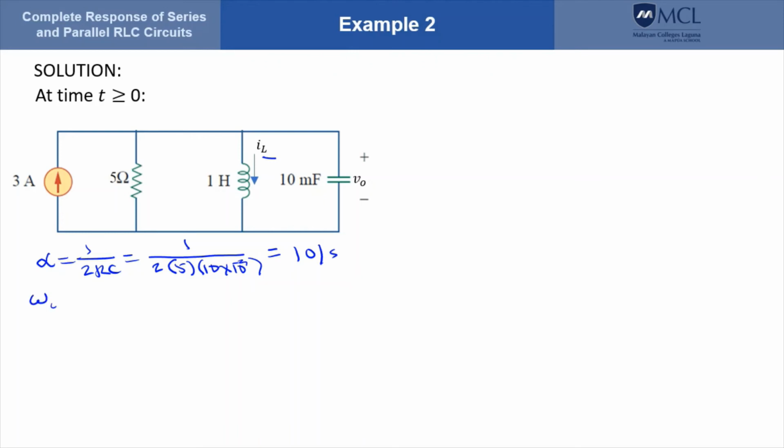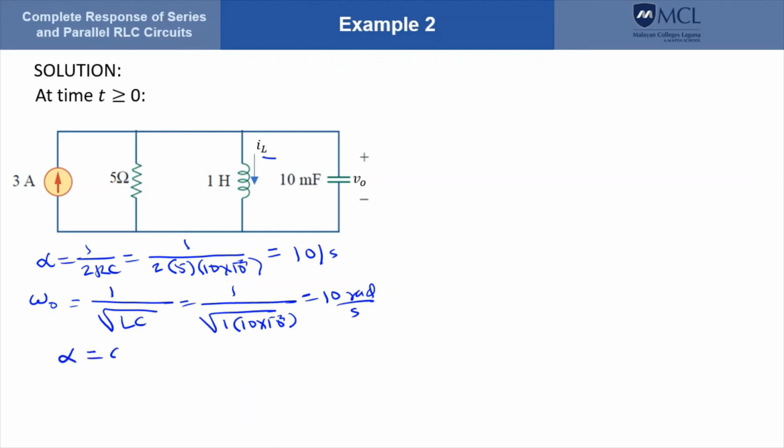For omega naught, it is still 1 over the square root of LC, and that will be 1 over the square root of 1 times 10. And that will also give us 10 radians per second. So we have a situation where alpha equals omega naught. Therefore, the solution for I sub L will be a critically damped case.